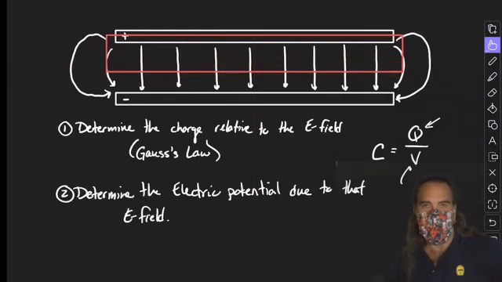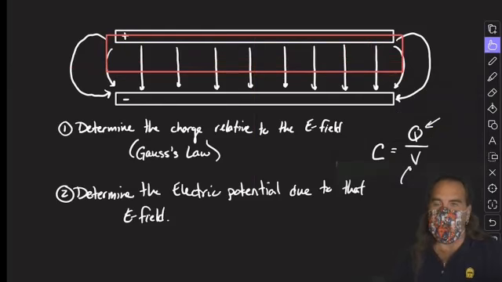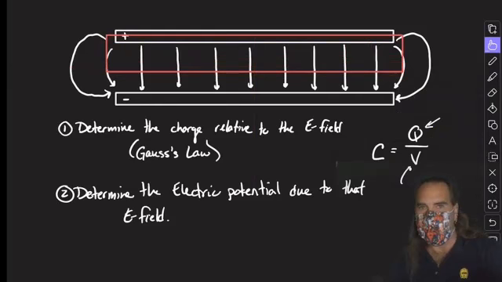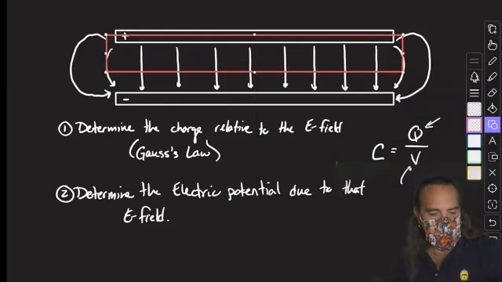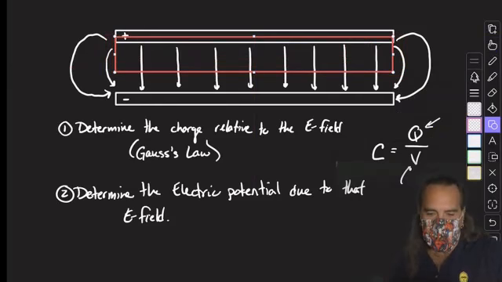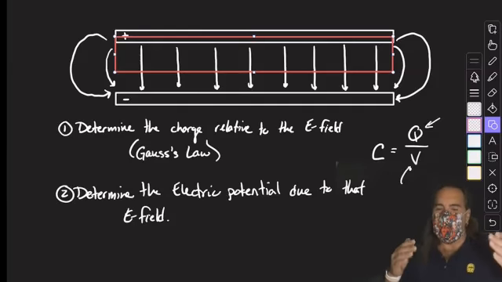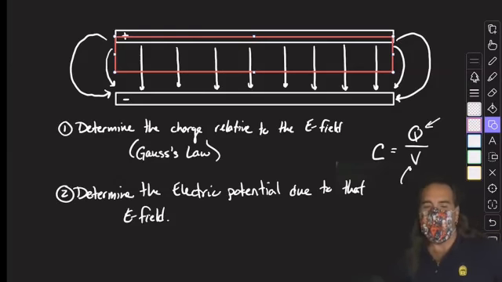I'm going to be careful to put my Gaussian surface so that part of that surface is between the plates and part of that surface is inside the conductor. I'm also going to try and make it so that my Gaussian surface is right at the edges of my parallel plates. I want to only talk about the electric field inside the capacitor. So that's the Gaussian surface I'm going to use.